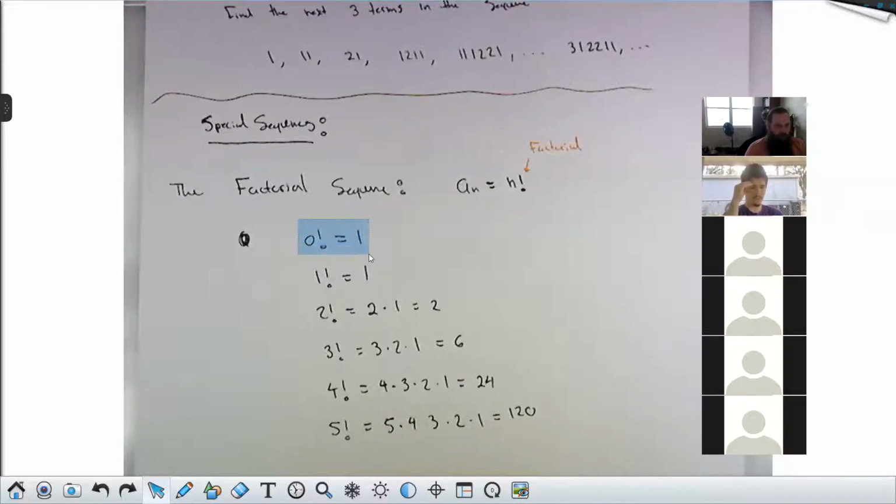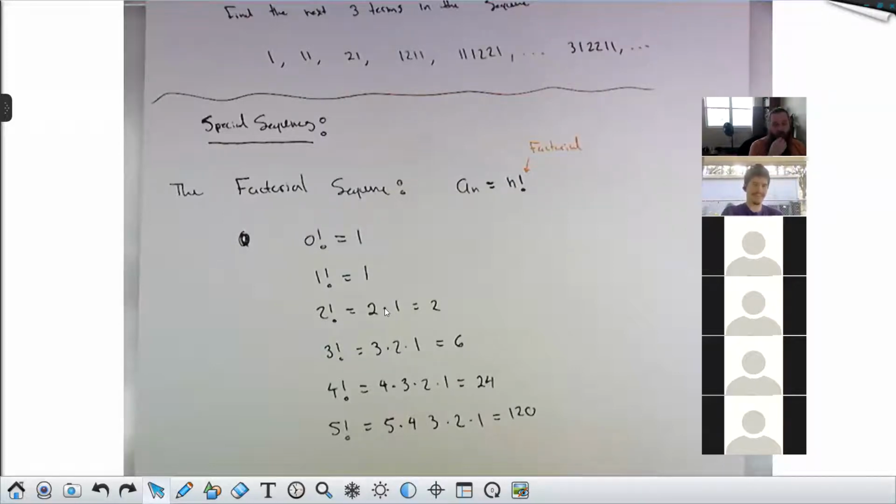All right, why is 0 factorial 1? Well, because if you divide 5 factorial by 4 factorial, you get 5. If you divide 4 factorial by 3 factorial, you get 4. If you divide 3 factorial by 2 factorial, you get 3. If you divide 2 factorial by 1 factorial, you get 2. So when I divide 1 factorial by 0 factorial, I should get 1. And the only way that works is if you choose 0 factorial to be 1.